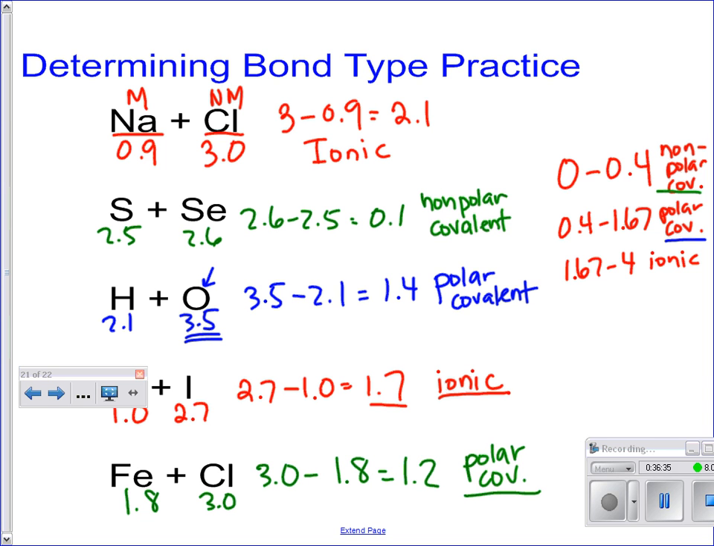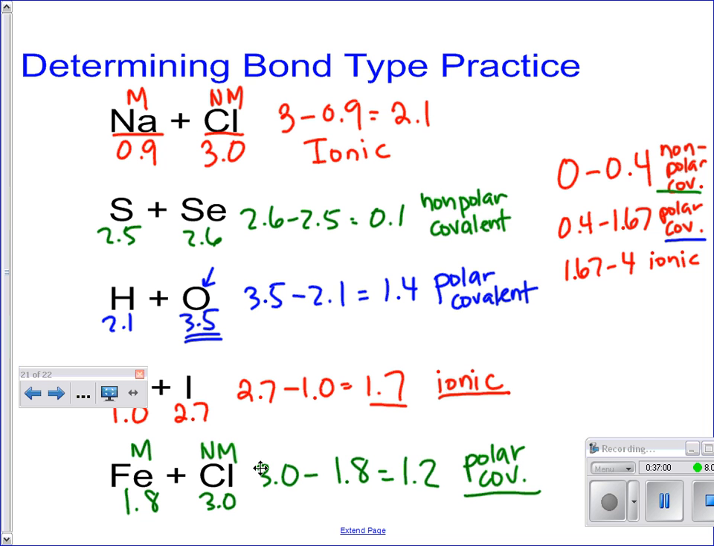So if you look at it, iron's a metal. Chlorine's a nonmetal. If you looked at that, you would say, oh no, that's an ionic bond. But in actuality, it doesn't act like an ionic bond. It acts more like a polar covalent bond. They're actually sharing those electrons a whole lot more than iron's transferring those electrons over to chlorine. So this is why you need to use those electronegativity values every time you're doing this.